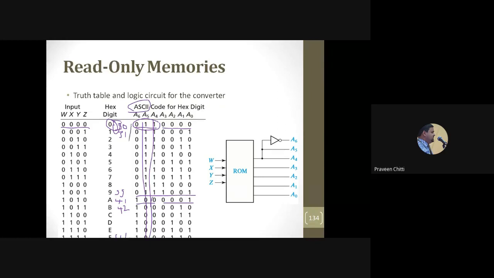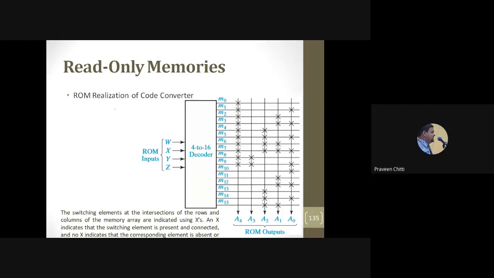And if you observe A6, what is the relationship between A6 and A4 or A6 and A5? A6 is what? Complement of A4. A6 is complement of A4. So the complement, that is a NOT gate, gets added, and we get the block diagram for the read-only memory to implement a code converter which converts a 4-bit binary number to a hexadecimal digit represented in ASCII form. That is how we can implement it.